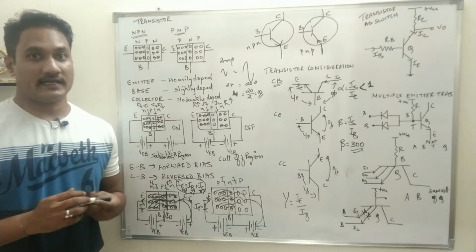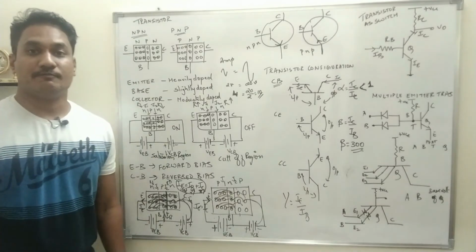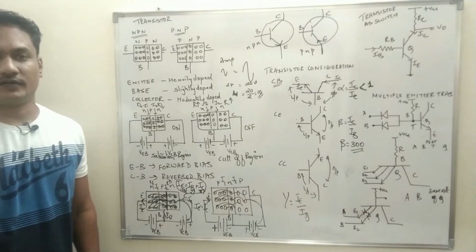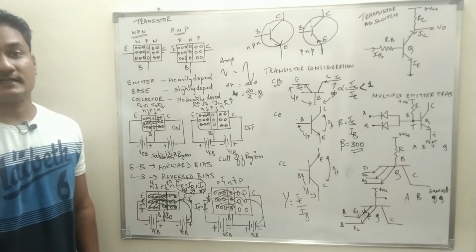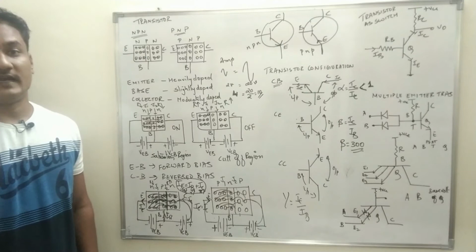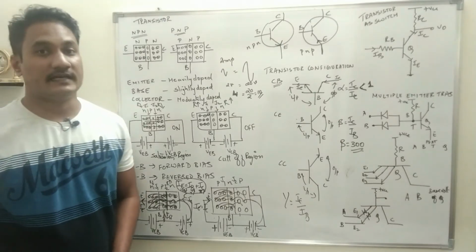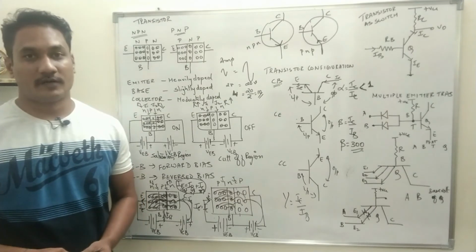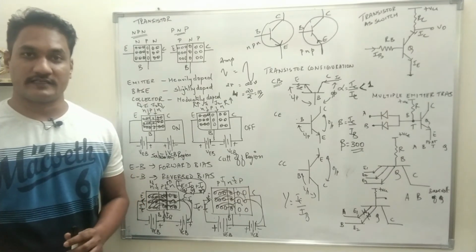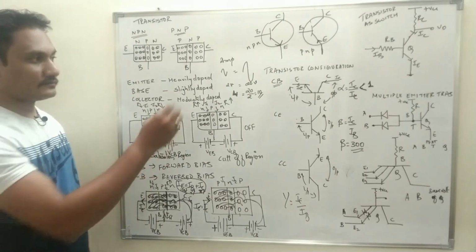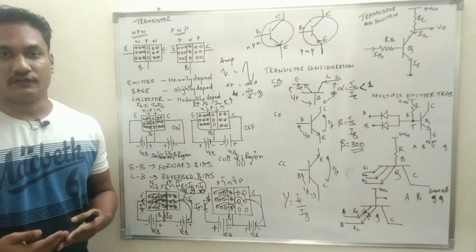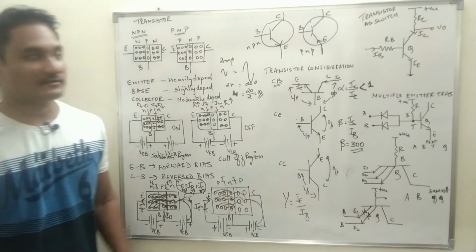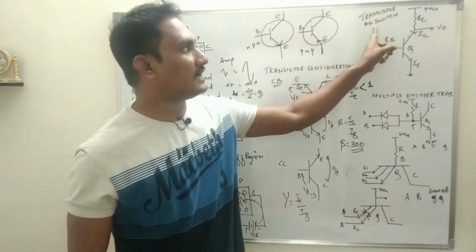I hope you understand. In common base, base is common for input and output. In common emitter, emitter is common for input and output, and in common collector, collector is common for input and output. And that is how we define alpha, beta and gamma, which are the current amplification factors for common base, common emitter and common collector configuration respectively. That equation will be very useful for us when we understand how the transistor can be used as a switch. So the next part will be transistor as a switch.